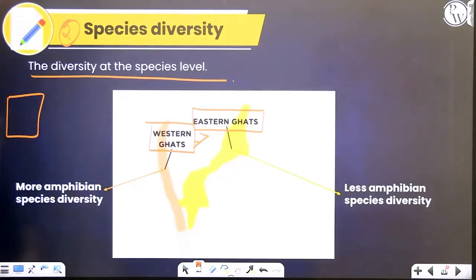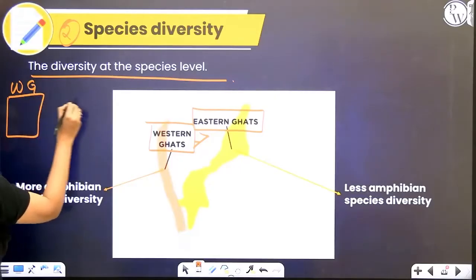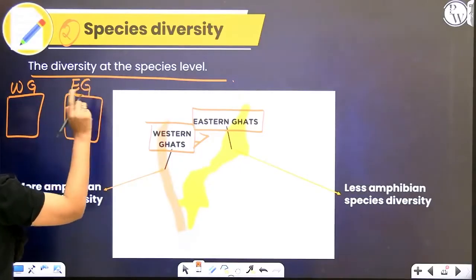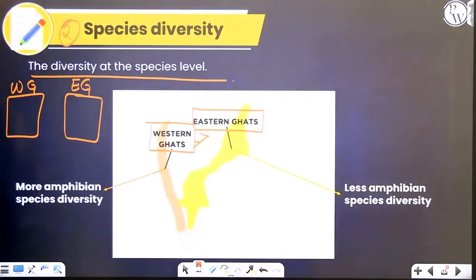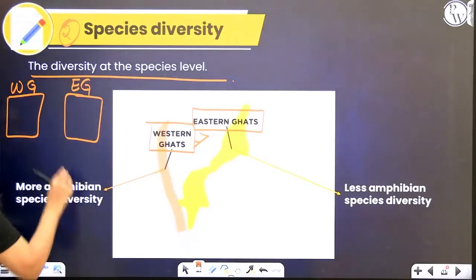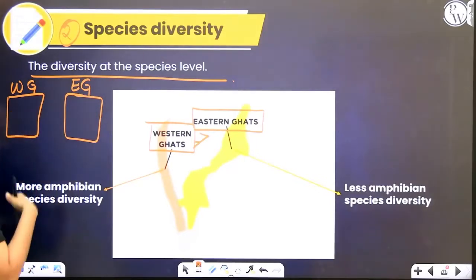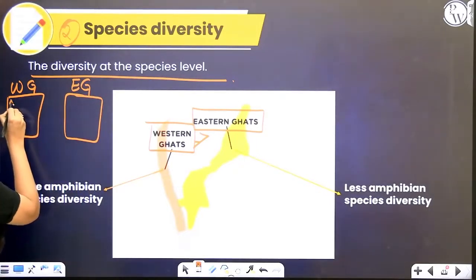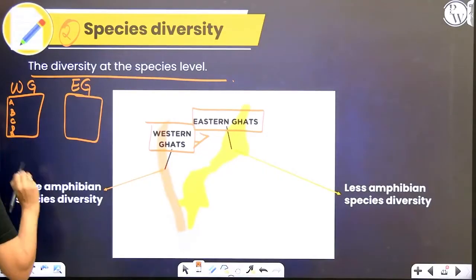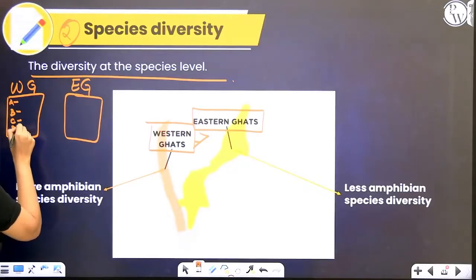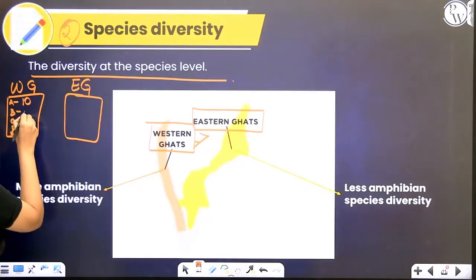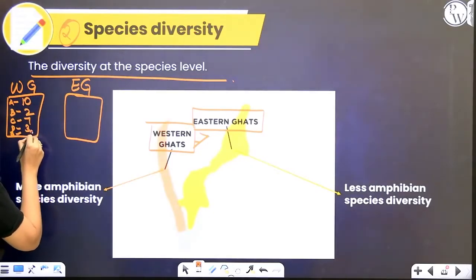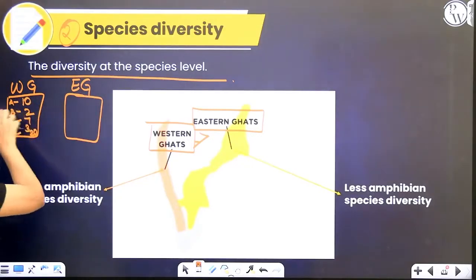Here's one area. Let's say this is the Western Ghats. This is the Eastern Ghats. When you're talking about species diversity, you do not worry about how many organisms belonging to a species are present there. All you have to worry about is how many types of species are there. In the Western Ghats, let's say there are 5 different species of frogs. Okay, so there's A, B, C, D, E. 5 different types of species, right? So here in the Western Ghats, you have 10 of A, 2 of B, 7 of C, 3 of D, and probably 20 of E. This is the number of each species.